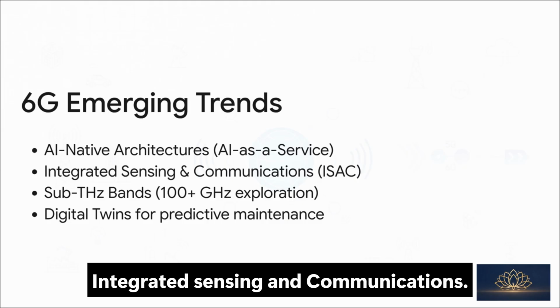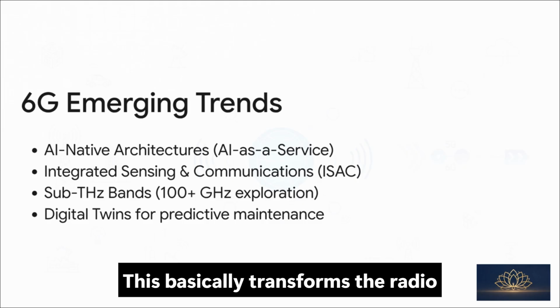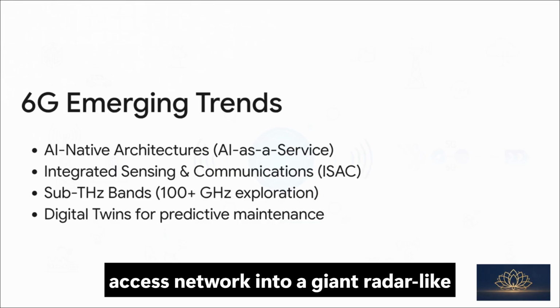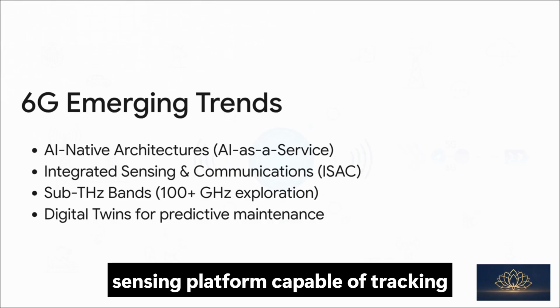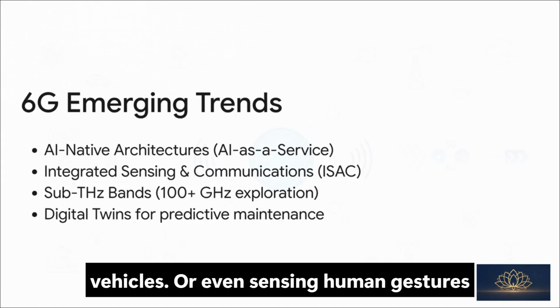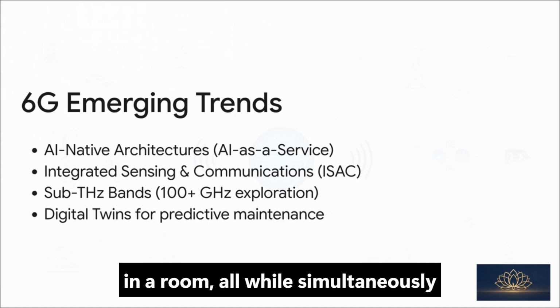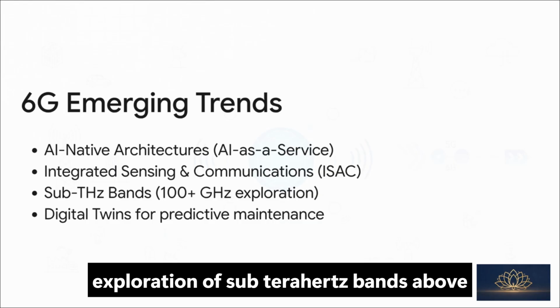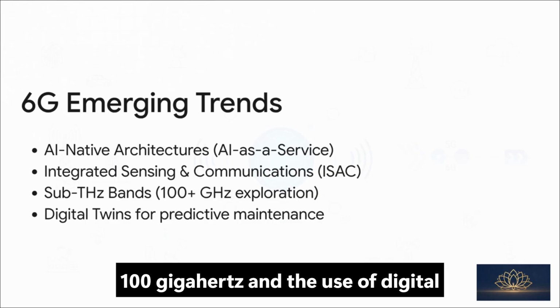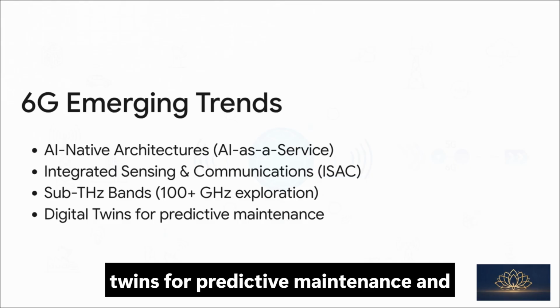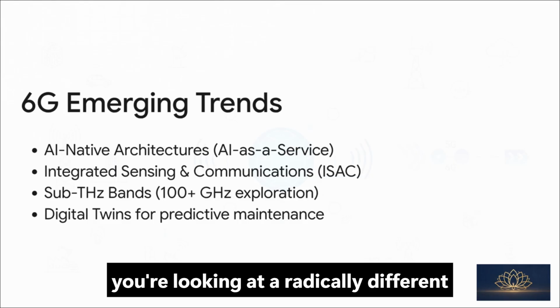Then there's ISAC, Integrated Sensing and Communications. This basically transforms the radio access network into a giant radar-like sensing platform capable of tracking vehicles or even sensing human gestures in a room, all while simultaneously communicating data. Throw in the exploration of sub-terahertz bands above 100 gigahertz and the use of digital twins for predictive maintenance, and you're looking at a radically different technological landscape.